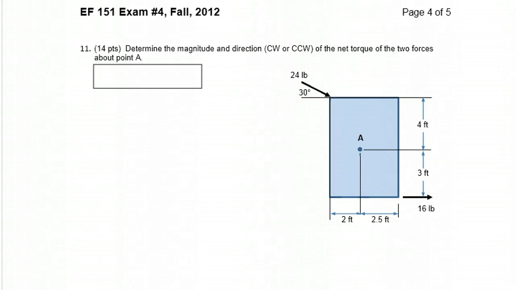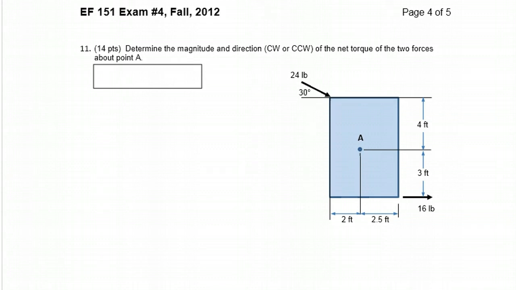Number 11 asks us to determine the magnitude and direction of a net torque, and it tells us we have two forces on an object, and we want to determine it about point A. So we're given a bunch of information here. Key point to remember is that torque is force times a perpendicular distance.